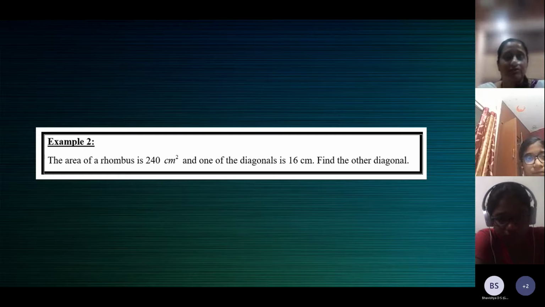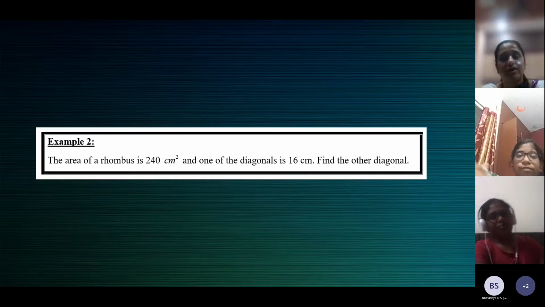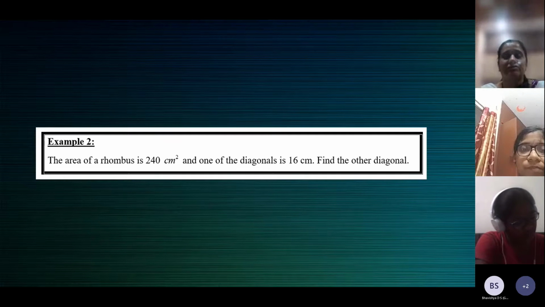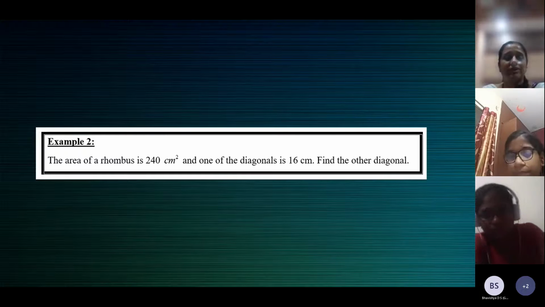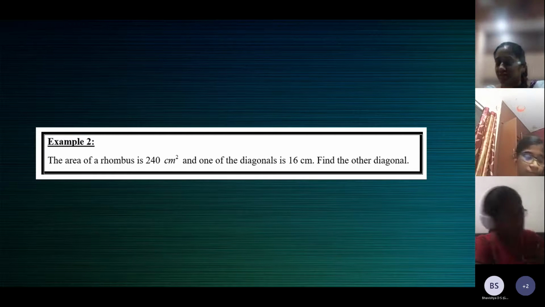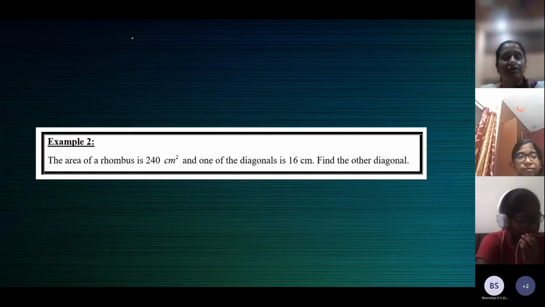Find the area of a rhombus. The area of a rhombus is 240 centimeters square and one of the diagonals is 16 centimeters. Find the other diagonal. How do we do this? What's the formula to find the area of a rhombus when the diagonals are given? Half into product of diagonals. Half into D1 into D2.